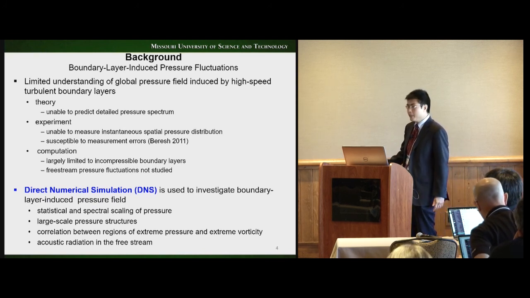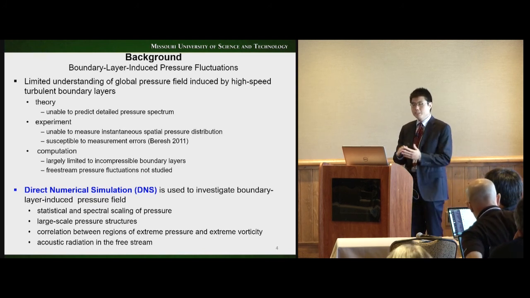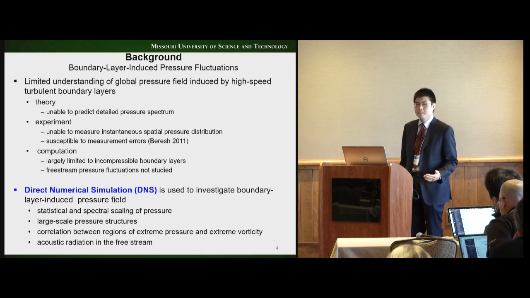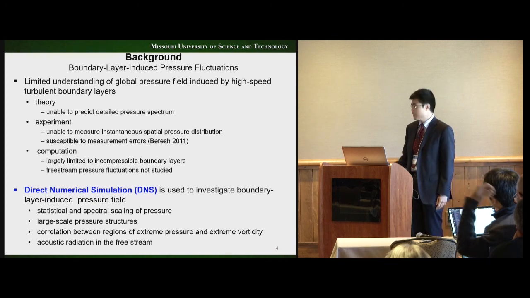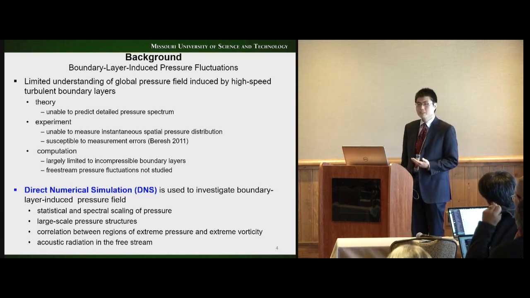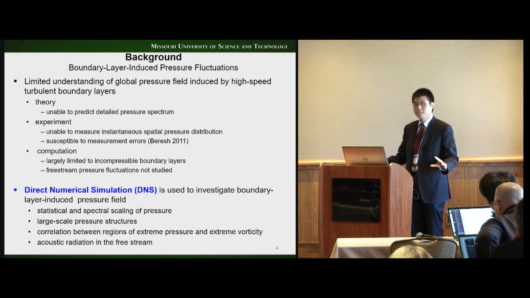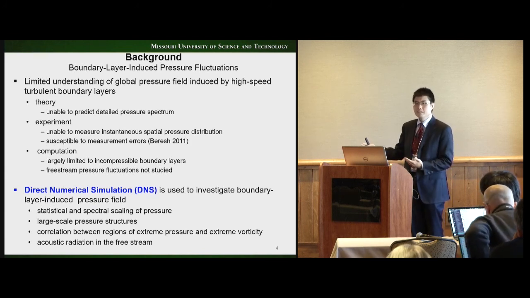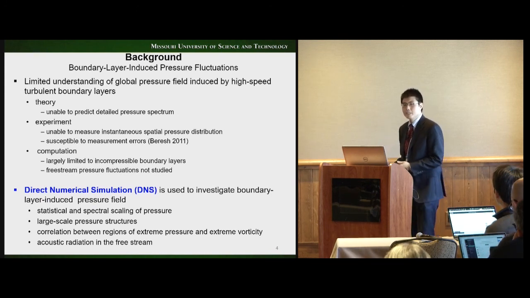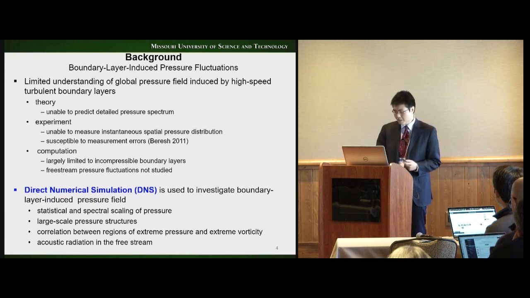Our simulation is trying to bridge the gap and get more detailed information on this pressure field. The way is to do direct numerical simulation to get both the boundary layer, which is radiating, and also the free stream disturbance. Then we can understand the connection between the two, get the acoustic sources, and so on.